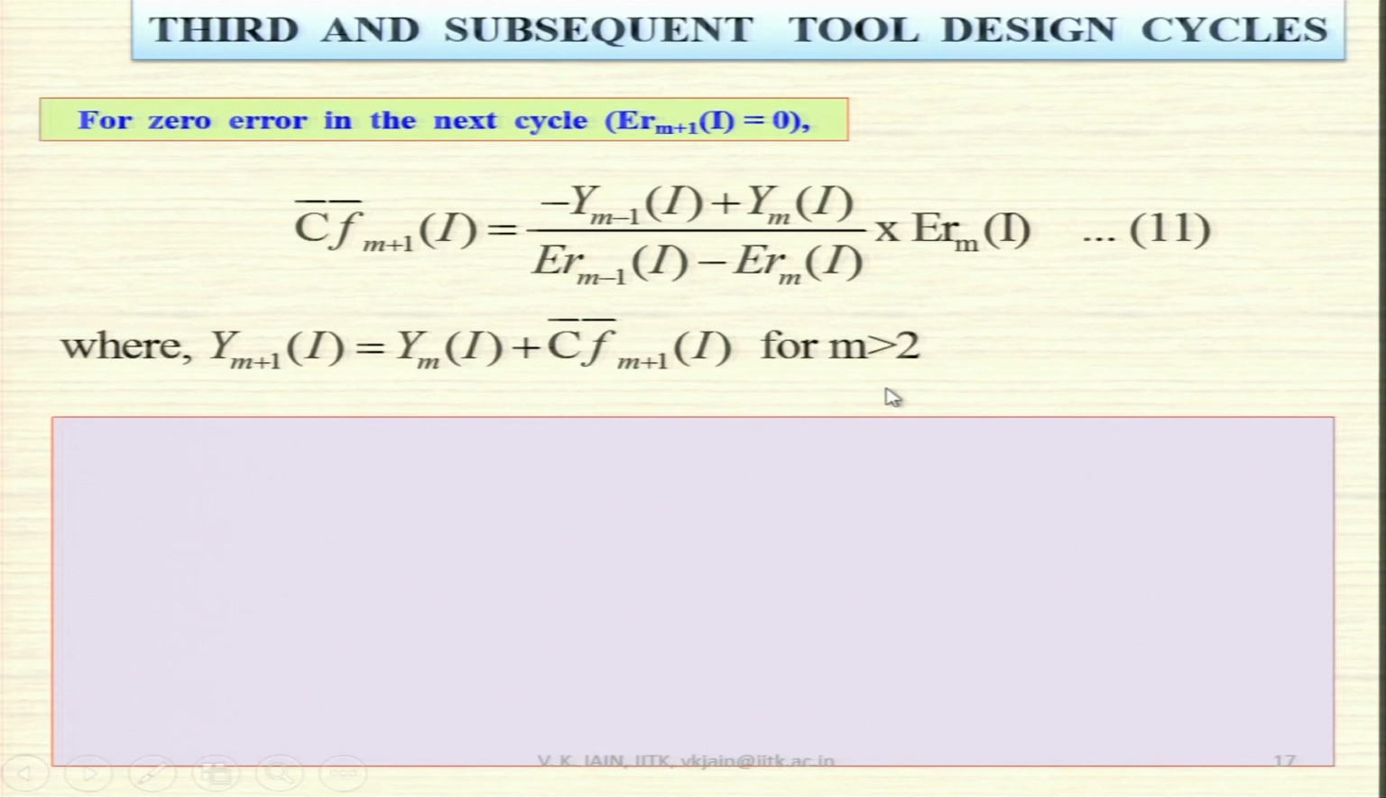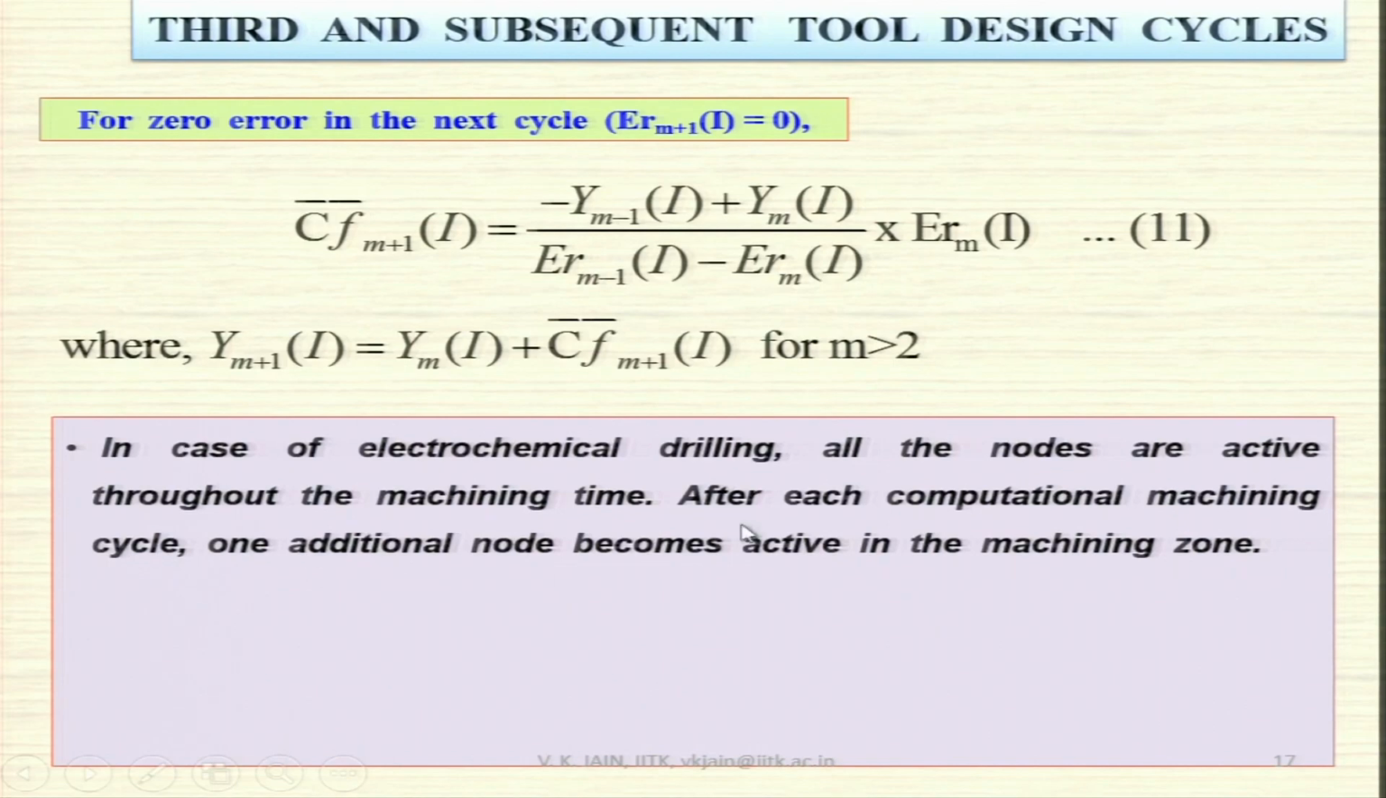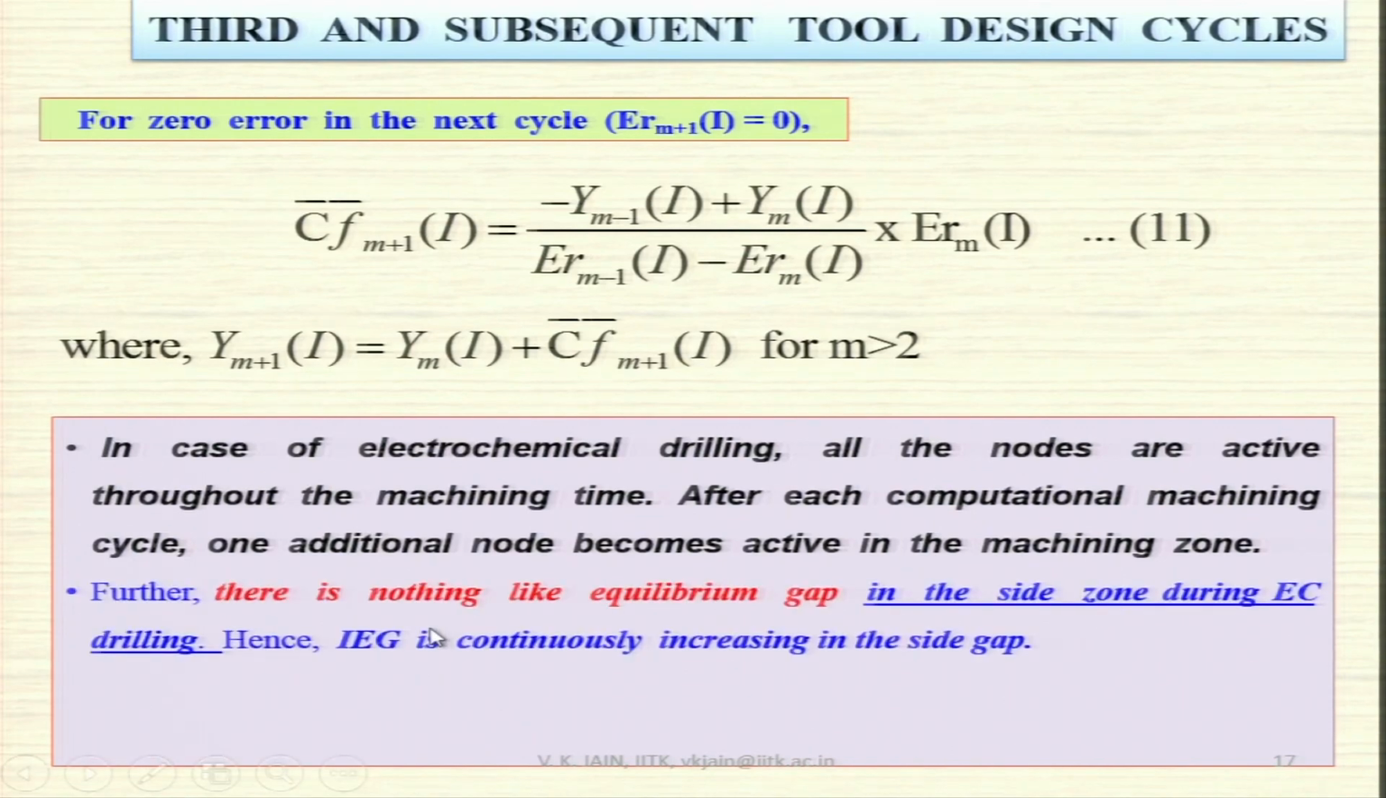For M greater than 2, we have already mentioned that after the second design cycle, the procedure remains the same for all cycles. In case of electrochemical drilling, all the nodes are active throughout the machining time. After each computational machining time, one additional node becomes active because the tool is moving downward. Once it is moving downward, the depth keeps on increasing. That means you are adding additional node or nodes in the machining zone. Further, there is nothing like equilibrium gap in the side zone during electrochemical drilling. This we have already seen while discussing electrochemical micromachining and electrochemical micro drilling.